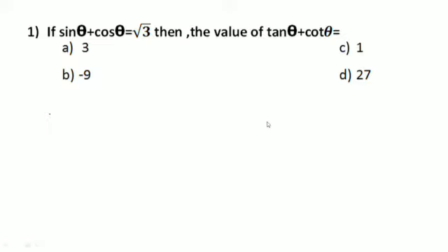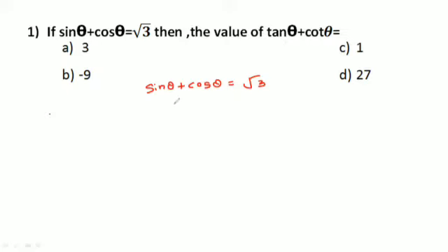Now, how do you find this? So, what we have here, children, what is given in the question? Sine theta plus cos theta is equal to root 3. So I'm writing now: sine theta plus cos theta is equal to root 3. This is given. Now we need to find the tan theta plus cot theta.